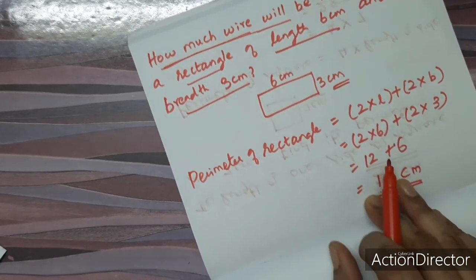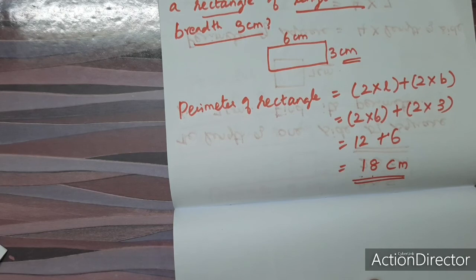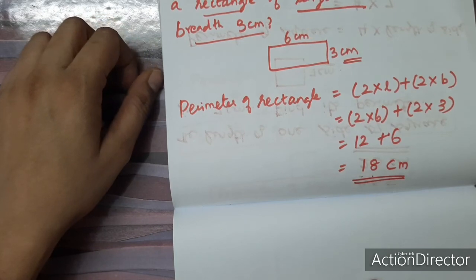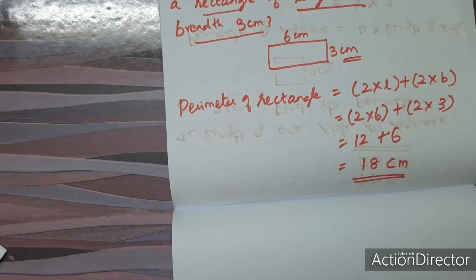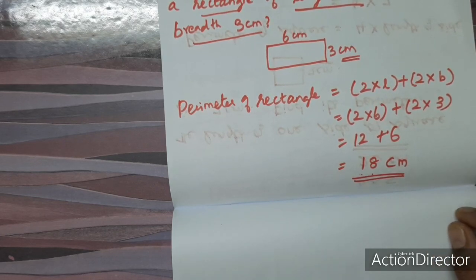This is how you will find the perimeter of a closed figure. For a rectangle and for a square you have formulas, and for other closed figures we can add all the sides and find the answer for the perimeter. Okay children, please learn the formulas thoroughly so that when you are doing the sums it will be very useful.